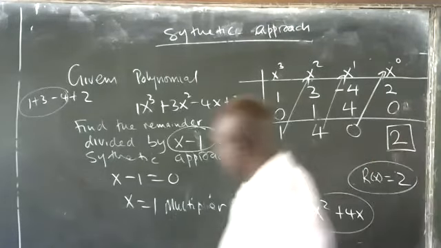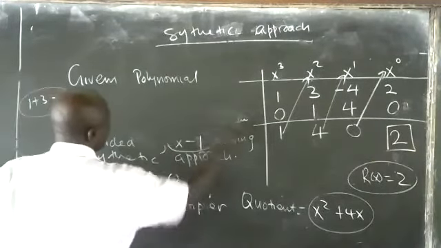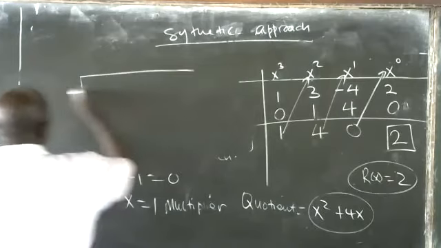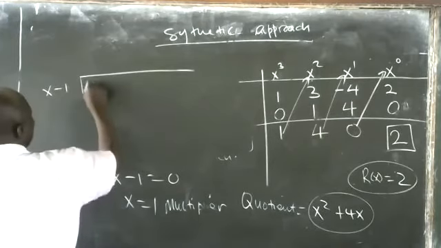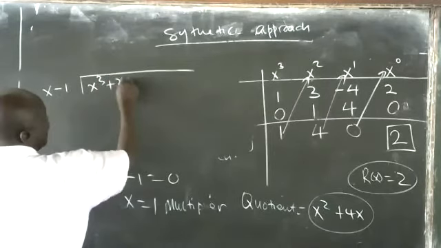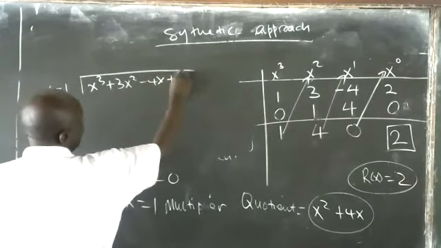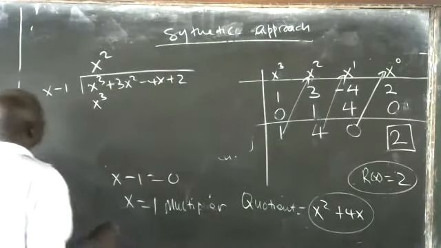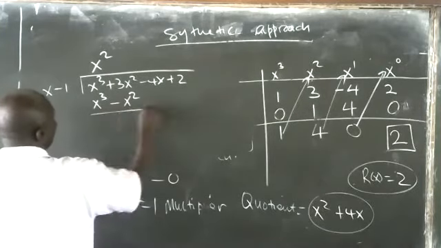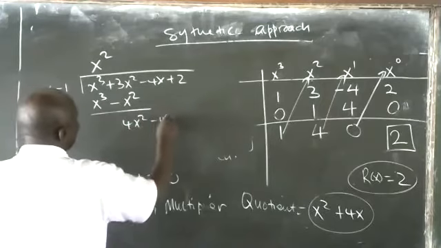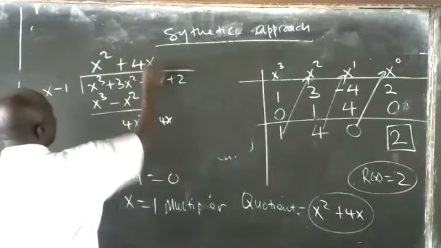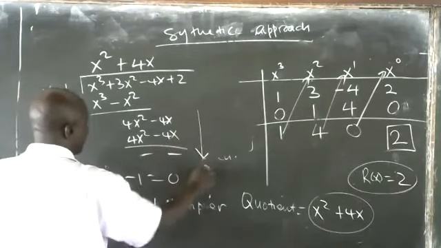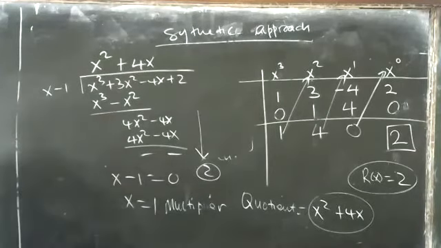Even if you tried it using long division, you would find the same quotient. You have x minus 1, and x cubed plus 3x squared minus 4x plus 2. So when you put here x squared, you have x cubed minus x squared. You subtract, you have 4x squared. And 4x, so we have here plus 4x, so 4x squared minus 4x. Subtract this, bring here this one, 2. So the remainder is 2, and the quotient is that.